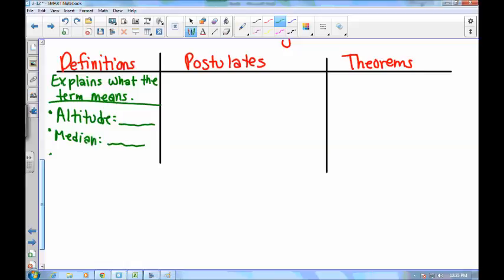Okay, so other things we've talked about, the properties, for instance, the transitive property. And we define that. Okay, postulates. A postulate is a statement assumed true without proof.